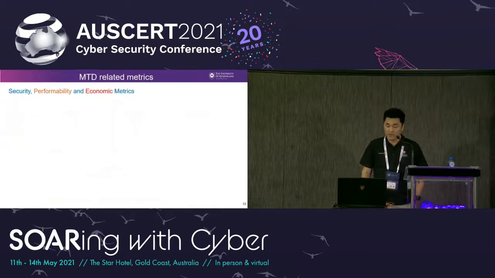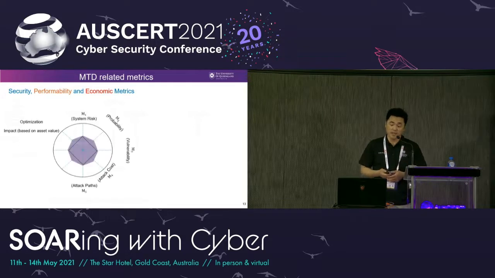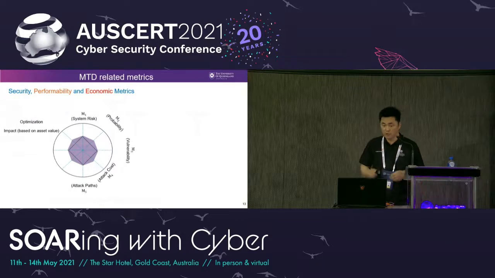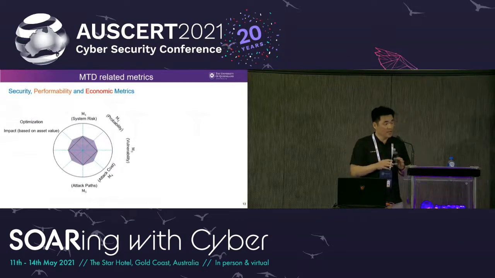Now let me introduce some MTD-related metrics. We can think about security metrics, performability metrics, and economy metrics. When we think about adopting MTD techniques for some system we want to protect, first one, security. There are so many different types of security metrics. Some of the examples are system risk. System risk can be computed by multiplying the probability and the impact value, and also attack cost, attack path, the vulnerability level, the probability of success, and many other metrics that can be used to show different aspects of MTD.